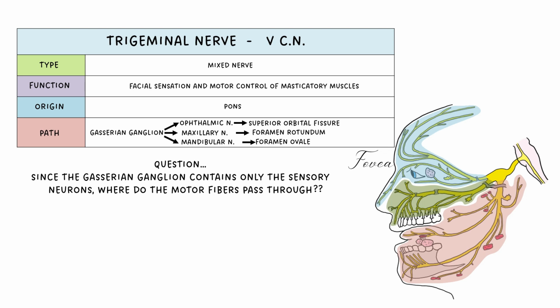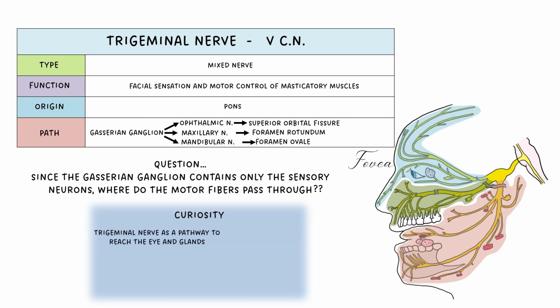The motor fibers of the trigeminal nerve have their cell bodies in the motor nucleus of the trigeminal nerve, located in the pons. They bypass the ganglion and join the mandibular branch directly. The trigeminal nerve is also used by other cranial nerves, through autonomic ganglia located in the skull, as a pathway to reach organs such as the eye, lacrimal and mandibular glands, and the parotid gland.